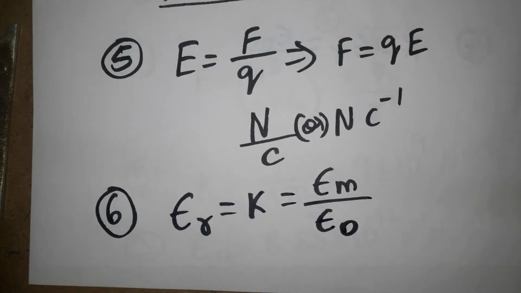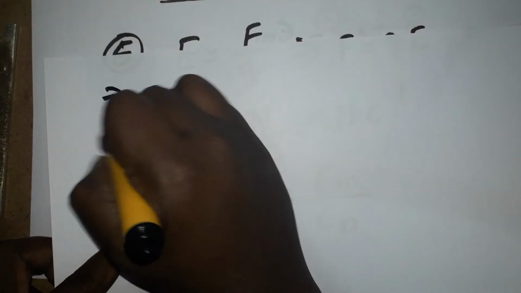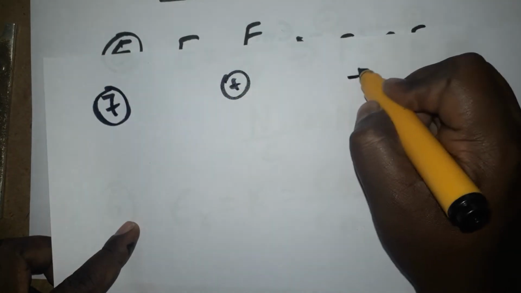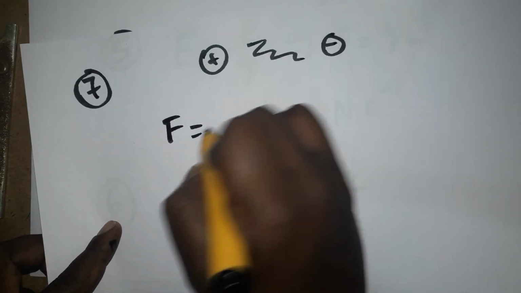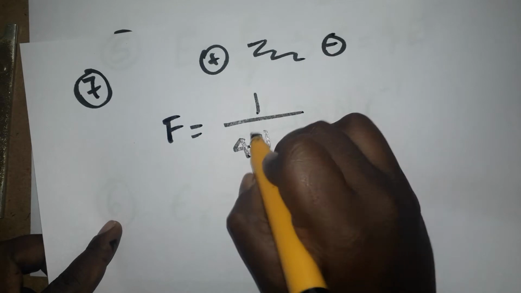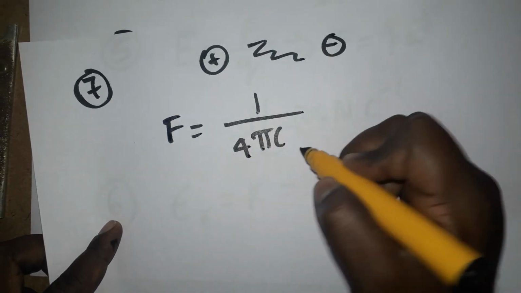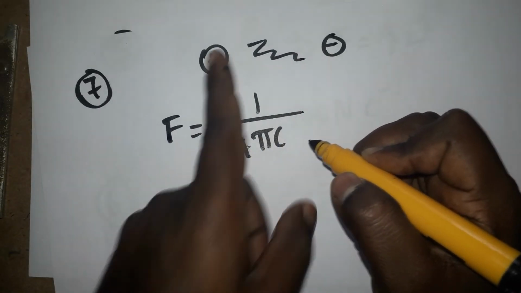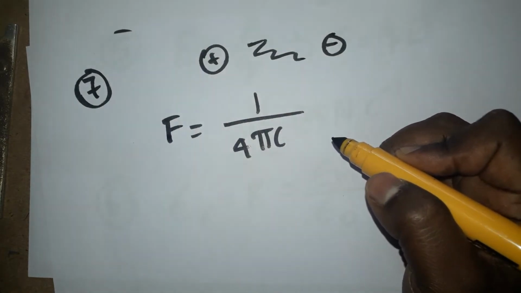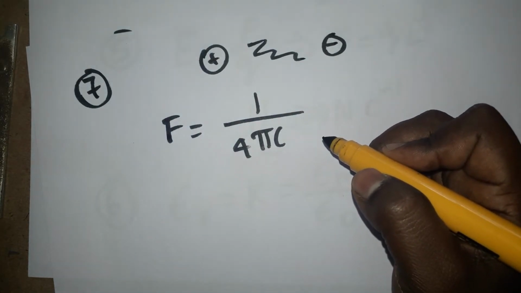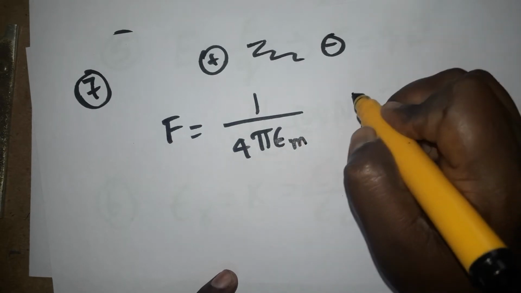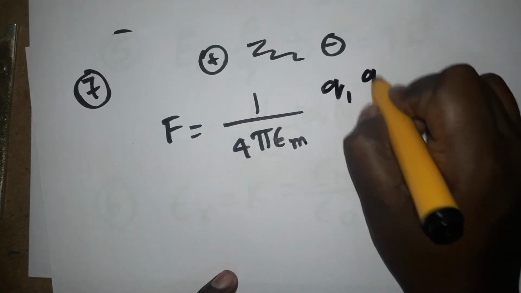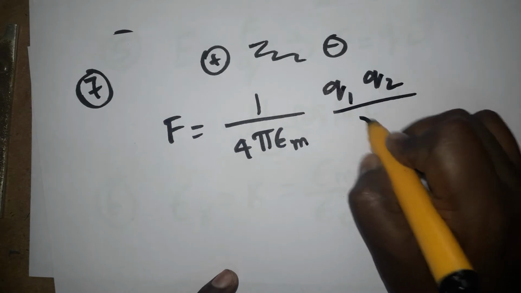The next formula: the force of attraction or repulsion between two charges happening in a particular medium. Here some medium is there. So the force is 1 divided by 4 pi epsilon naught. Before, we used epsilon naught because air was between the two charges. Right now I have taken some medium, so it is going to be relative permittivity of the medium times q1 q2 divided by r square.